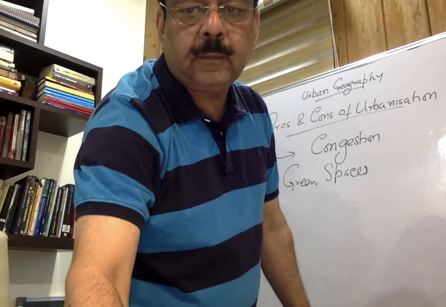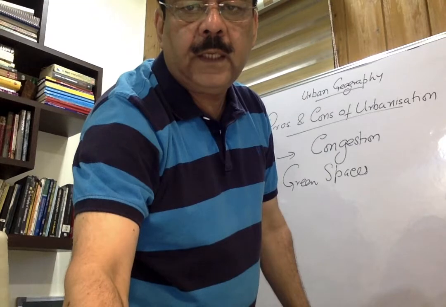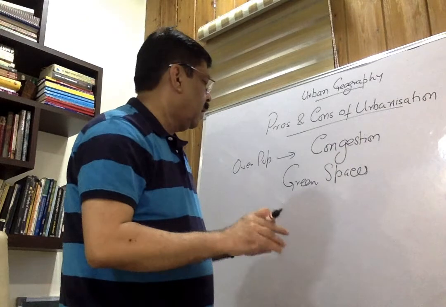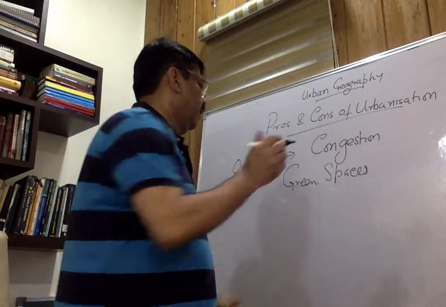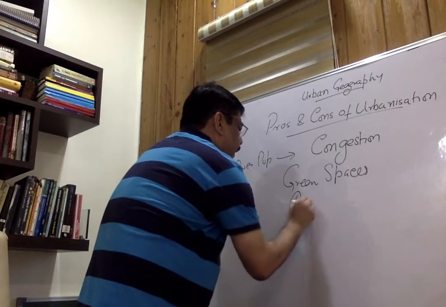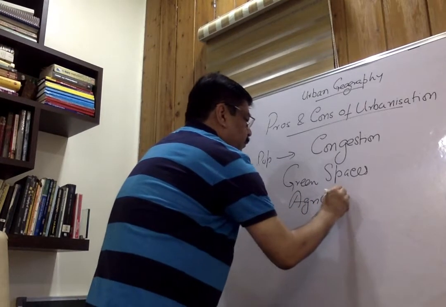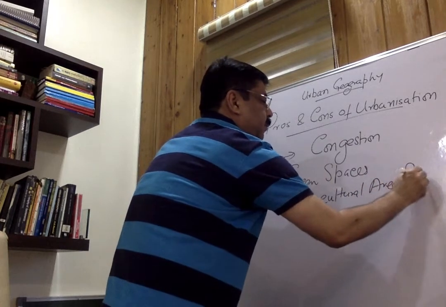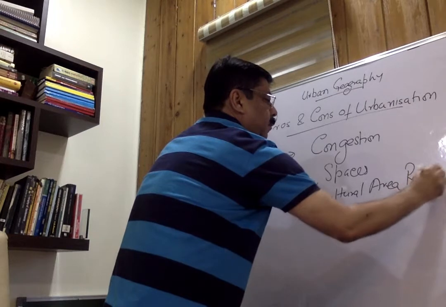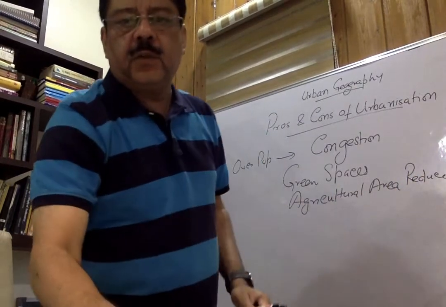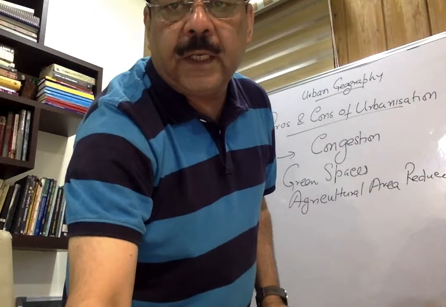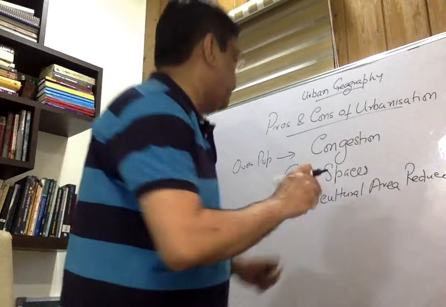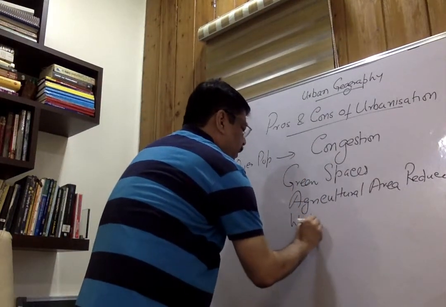Agricultural land is gone. Limitation of agricultural area. Yes, agricultural area is reduced. Agriculture area is reduced due to the increase in built up area. Water shortage, yes. Water shortage is there.